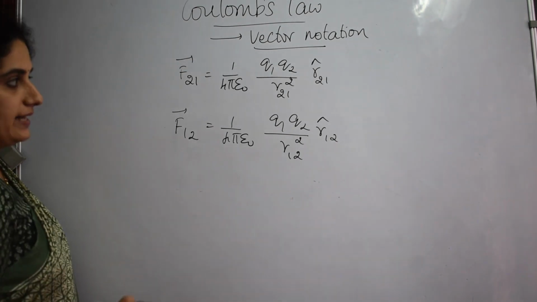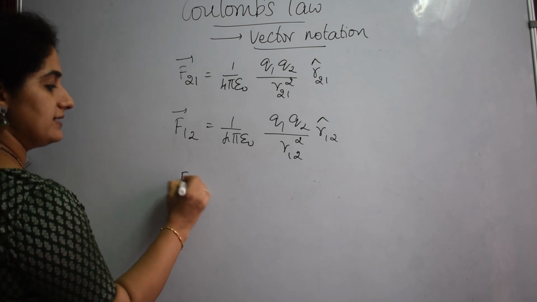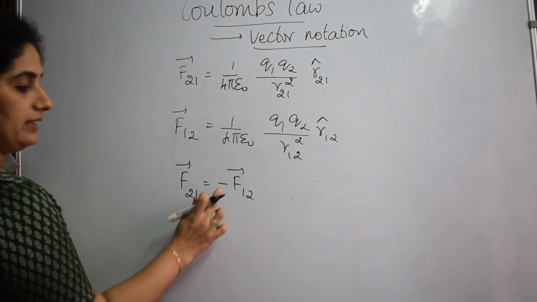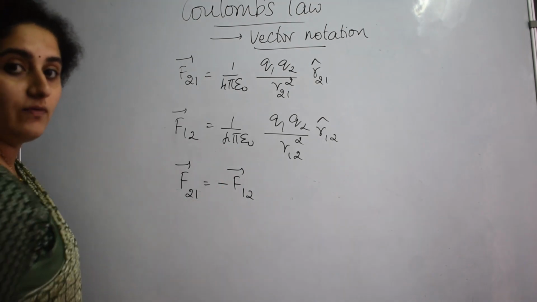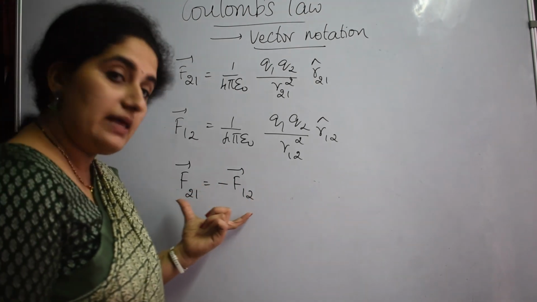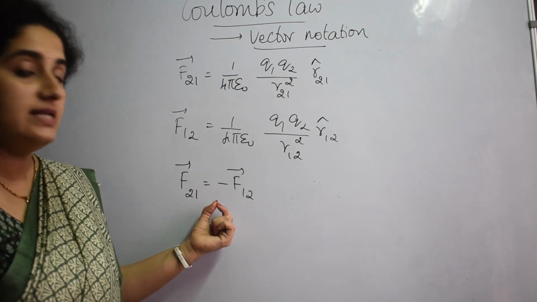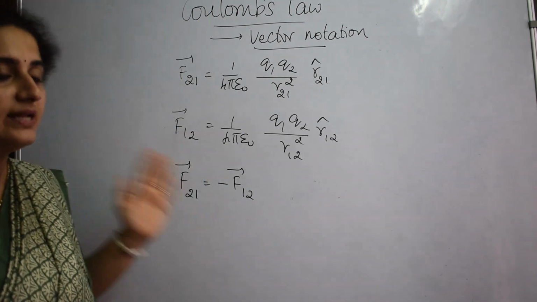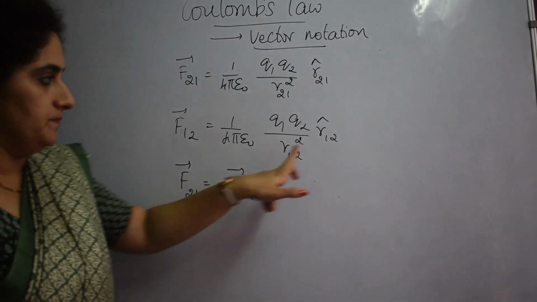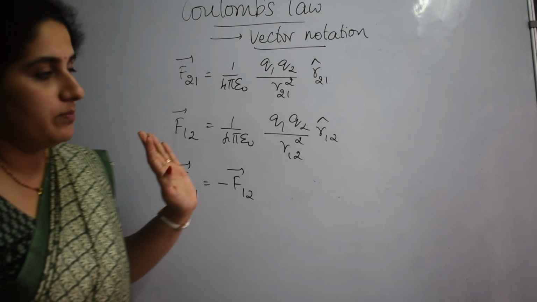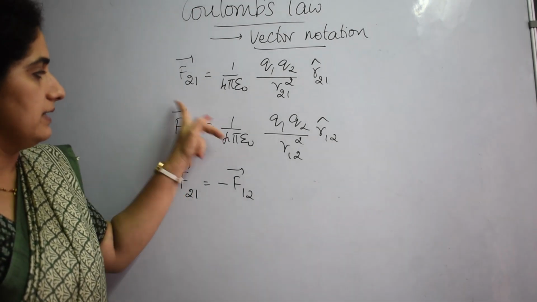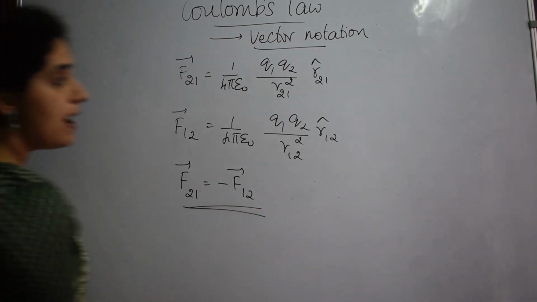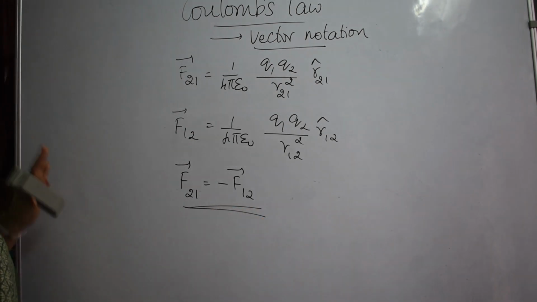It is in the other direction, or we can also write it as F21 is equal to minus F12. Now Newton's third law will hold good, correct? So they are equal but opposite in direction. So this is how you write the simplest form of Coulomb's law in vector notation. Unit vector is very important and this arrow mark you have to mention. So F21 will be equal to minus F12.